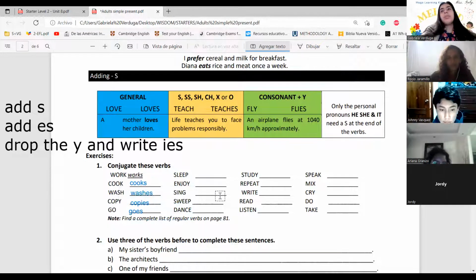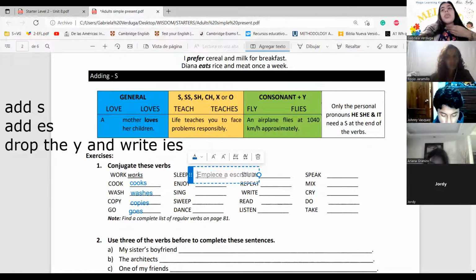Marieli, sleep. Sleeps. No ing because this is simple present. Sleep, sleeps. Add S. No more. Johnny, enjoy.